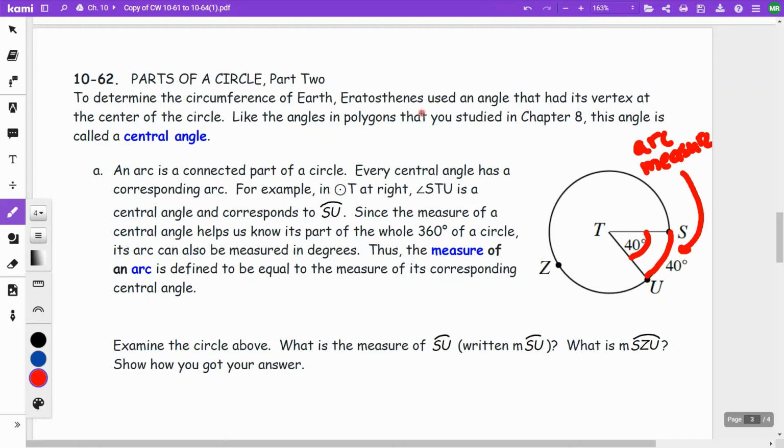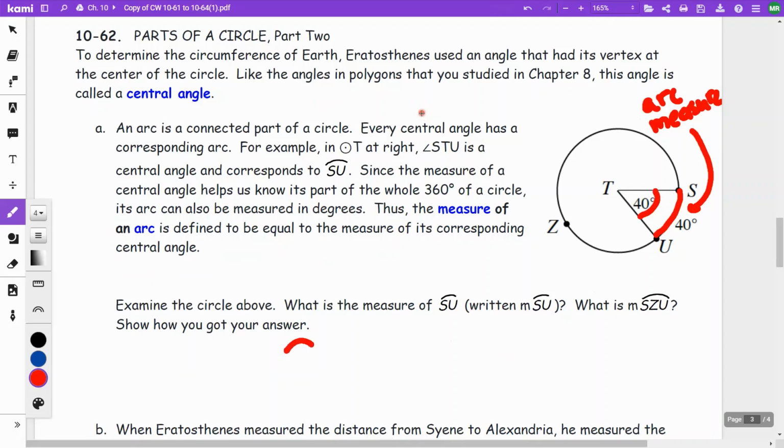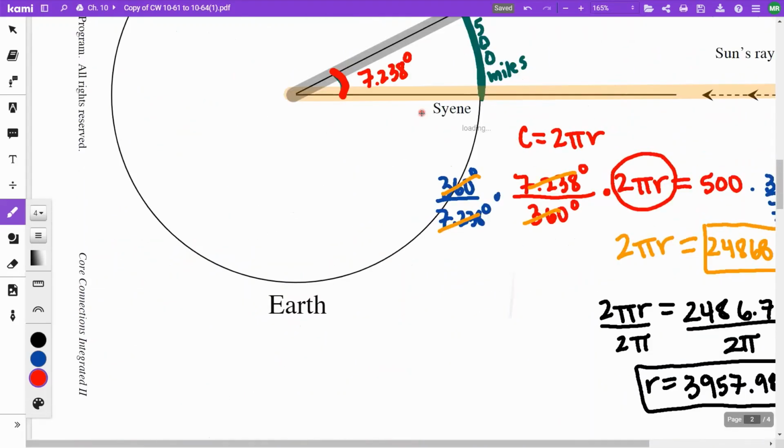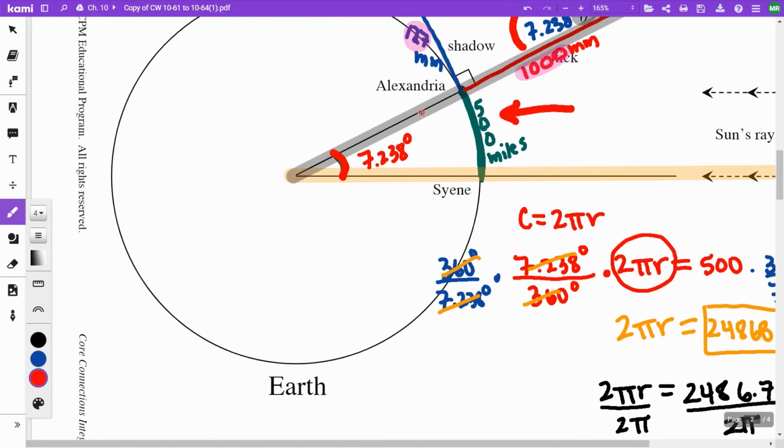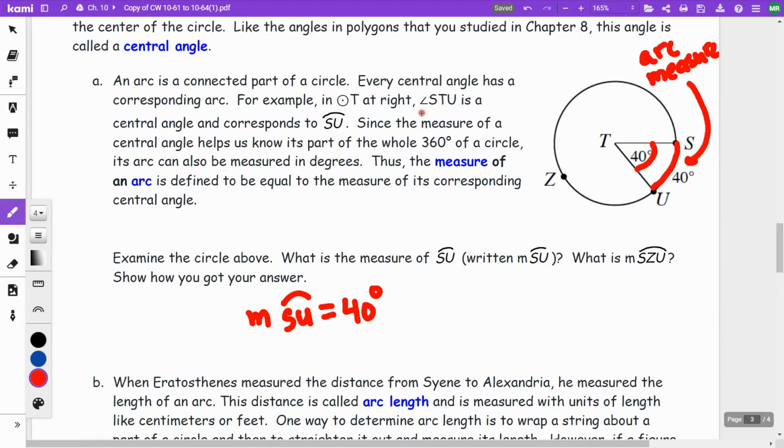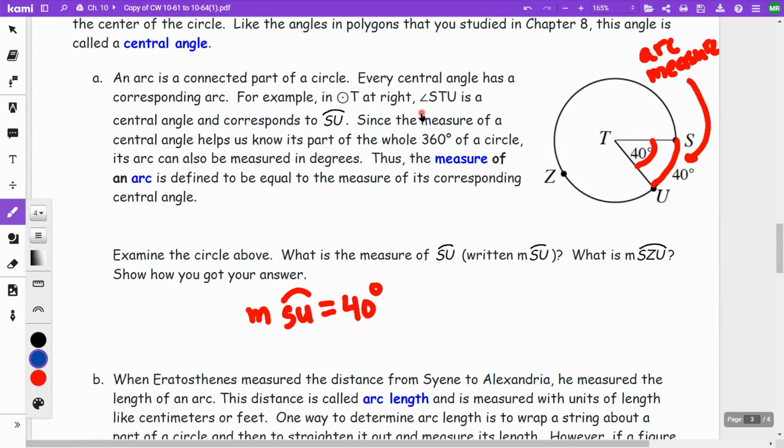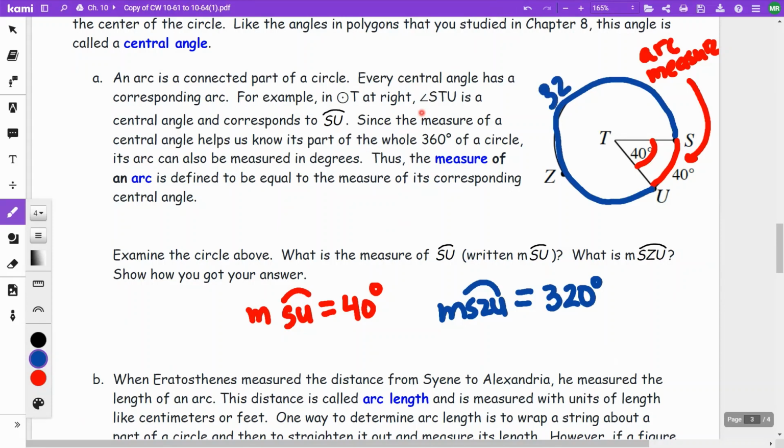So when they're asking us down here, what is the arc measure of SU? It is going to be 40 degrees. It's an angle. It's not an arc length like we were talking about with the 500 over here. This was an arc length. When I'm talking about it in terms of degrees, that's an arc measure. Then they ask us, what is the measure of arc SZU? That's that bigger one. So the measure of arc SZU is going to be the rest of the 360. So that's going to be 320 degrees.